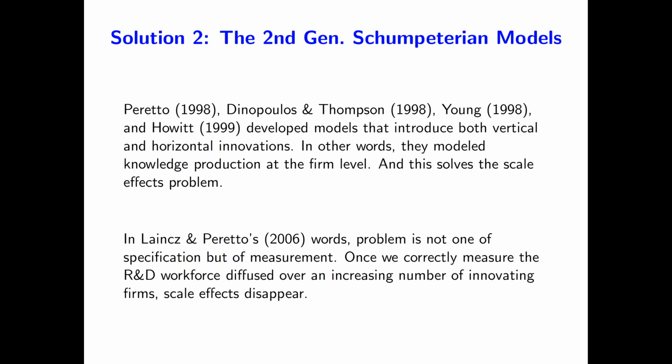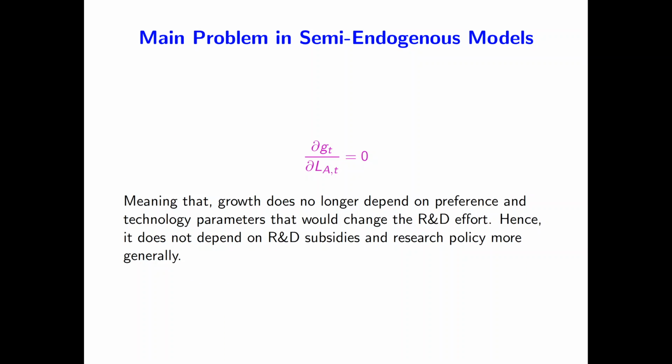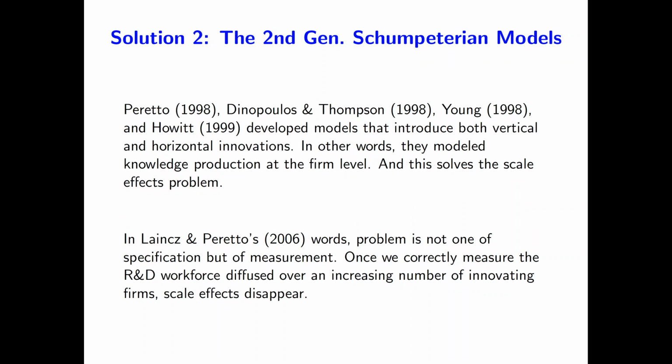And of course, there's a second solution, right? Because we don't like the result there. So what are these? These are called second-generation Schumpeterian models, and four of them are important. They were developed in the late 90s. I think the earliest innovation is due to Peretto, because Peretto, although he published the paper in 1998, started working on this in 1994, I guess, or 1993 as a PhD student.